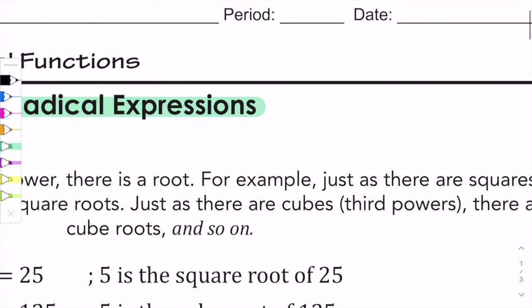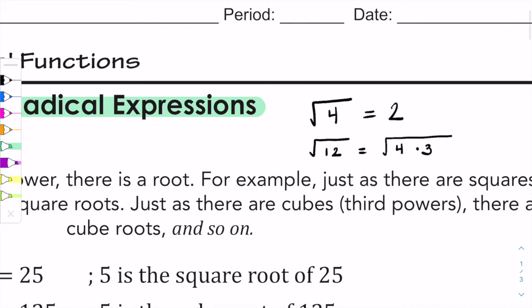Quick refresher, when you are simplifying a square root, if you had a number such as the square root of 4, hopefully you would all tell me the answer is 2. But if I gave you a number such as the square root of 12, you would break this apart to the largest square factor of 4 times 3. From there, you would indicate that the square root of 4 is 2, and you would simplify this to 2 times the square root of 3.